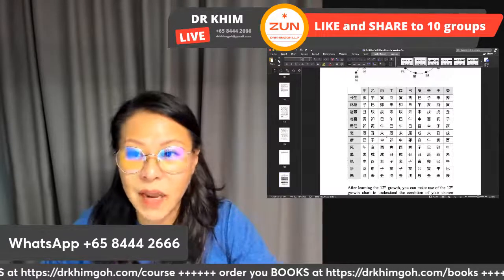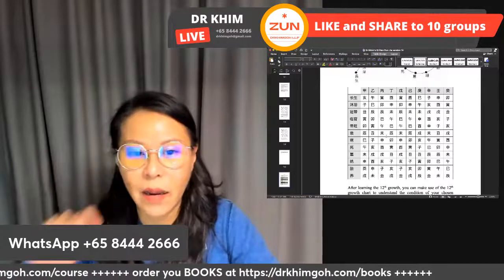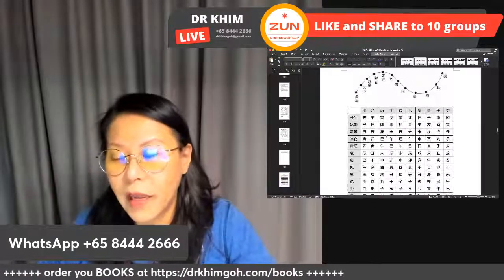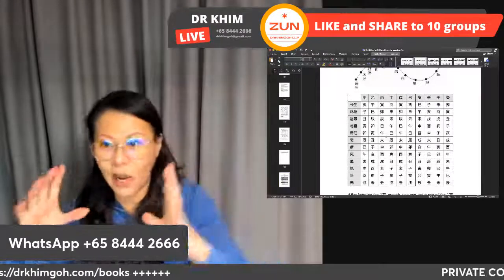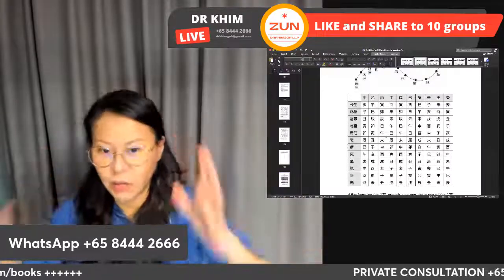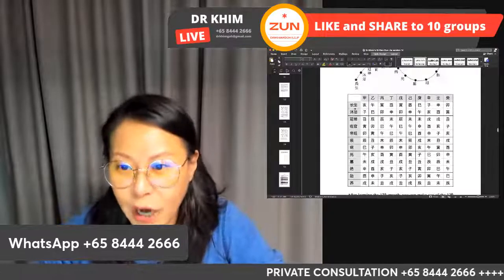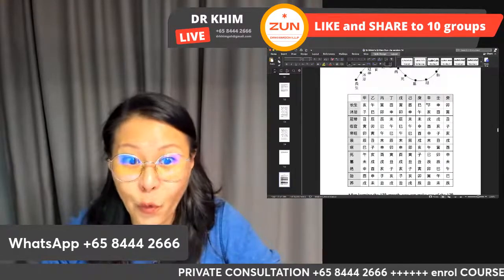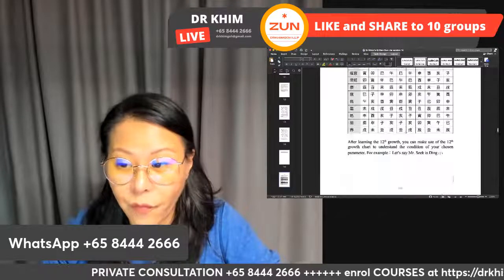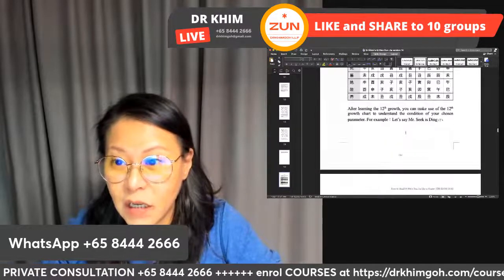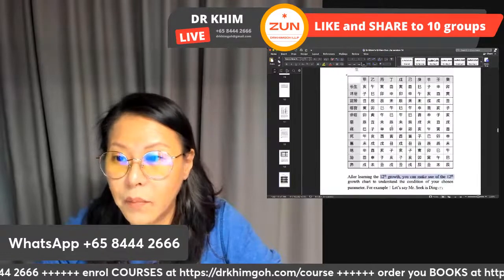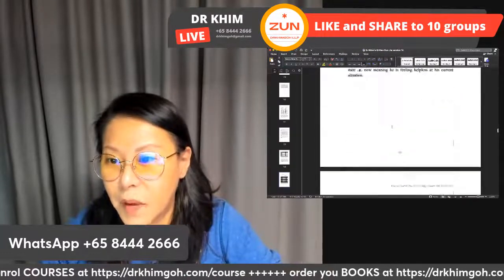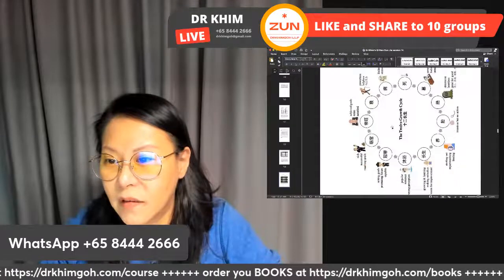Somebody asked me, teacher, why do you draw a circle here, a circle there? I will explain why. When you plot a Qi Men Dun Jia chart, you must also check this 12 growth. Means what, teacher? Means this. For example, this is the 12 growth chart.